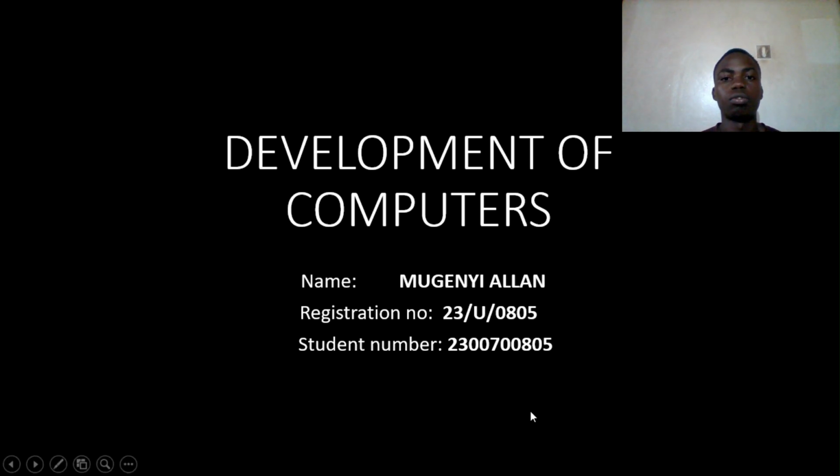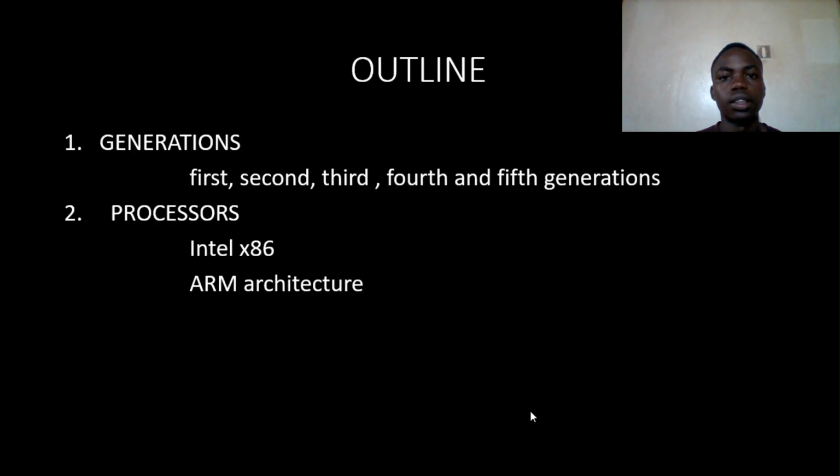I'm here to talk of the development of computers. I talk of computer generations and then talk of evolution of the Intel x86 architecture and ARM architecture. As per my screen, I'm giving the outline with generations. I'm going to talk of the first, second, third, fourth, and fifth generation. Then coming to the processors, I'll talk of the architecture of Intel x86, then ARM architecture.